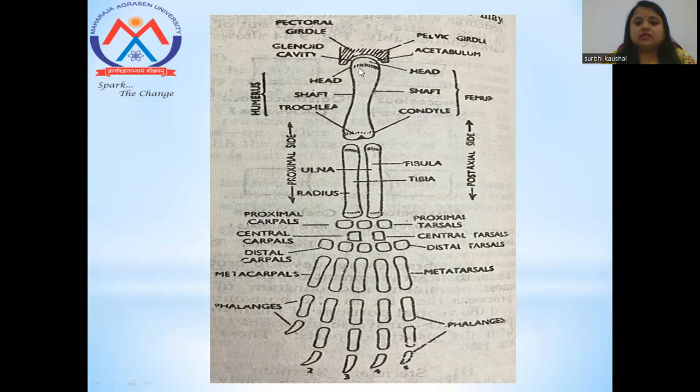Its upper part is known as head. Next is shaft and trochlea in case of forelimb, and condyle in case of hind limb. Next two are the tibia and fibula, or radius and ulna, depending upon the type of limb. Now coming more towards the downside, in case of forelimbs, proximal carpals, central carpals, and distal carpals are present. But in case of hind limbs, they are known as proximal tarsals, central tarsals, and distal tarsals. Now coming more below, these are the metacarpals in case of forelimbs and metatarsals in case of hind limbs. Next are the phalanges. So the name of bones is the same in case of both forelimbs and hind limbs, that are the phalanges. So these are the bones which are present in hind limbs and forelimbs.